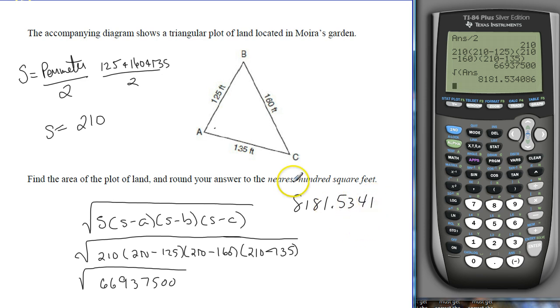Now this says to the nearest 100 square feet. Not hundredth, 100. So that's ones, tens. I'm rounding to this spot right here. So 181 would turn to 200. So it would be 8,200 square feet. That's Heron's formula.